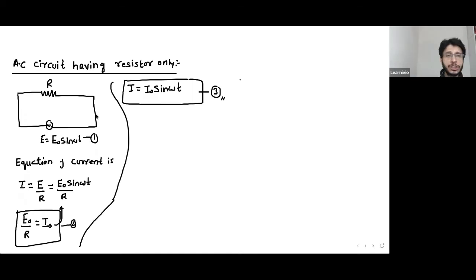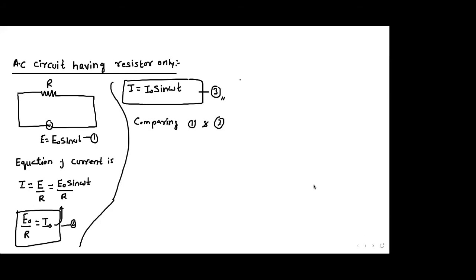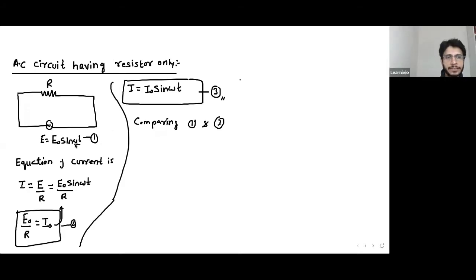Okay, Fatma, if you compare equation number 1 and 3, can you tell me what's the phase difference between them? 0, right? Yes, Afroza, the phase difference between E and I. See, the phase of EMF is omega t, and the phase of I is also omega t, both have the same phase. So the phase difference between E and I is 0, right? Because both are in the same phase. So I can write the phase difference phi as 0.